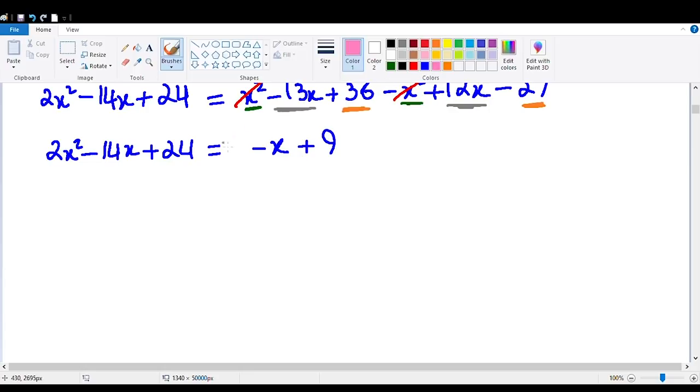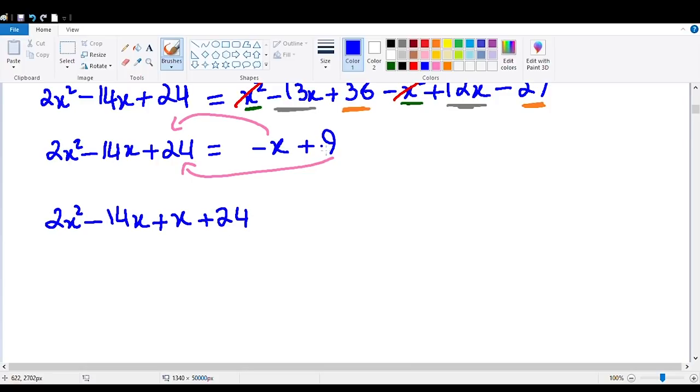And now, as you can see over here, we can take these to the other side to get the equation in standard form. So we take minus x to the other side, and we take 9 to the other side, and we'll get 2x squared minus 14x plus x. When this x goes to the other side, its sign will change, so it will become plus x. This is plus 24, and when plus 9 goes to the other side, its sign will change as well, so it'll be minus 9 equals 0.